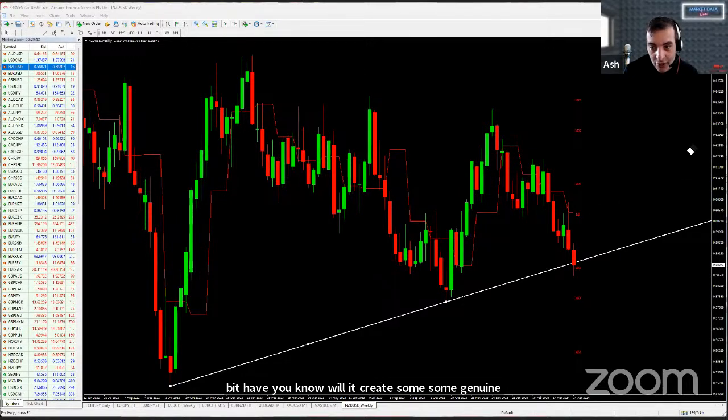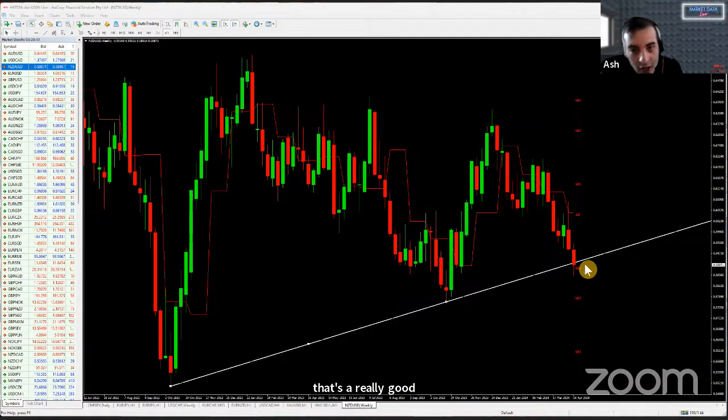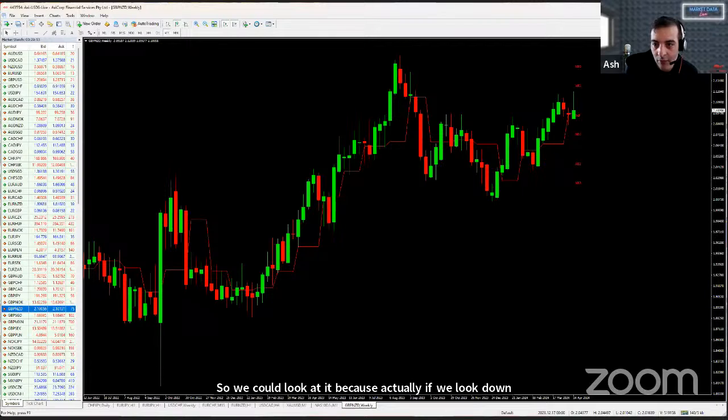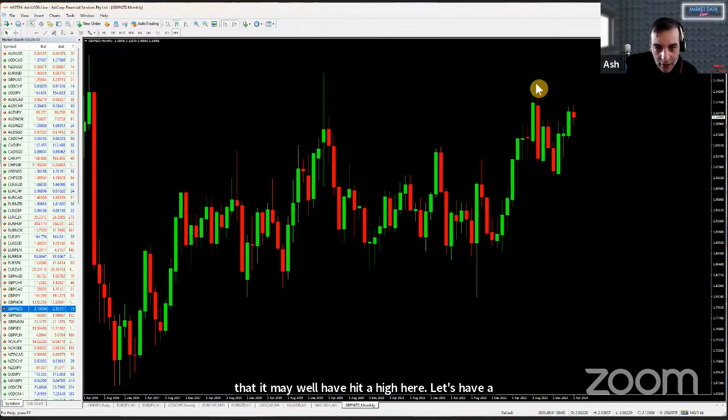Yeah, that's a really good point, Lewis. Actually, is that we then can start pairing the Kiwi up with something else. It doesn't have to be Kiwi dollar, as Lewis quite rightly says. It might be that we could look at the pound Kiwi instead, or Euro Kiwi, or Kiwi Swiss, something like that. So we could look at it, because actually, if we look down at the Kiwi, pound Kiwi looks similar, in as much that it may well have hit a high here. Let's have a look on the monthly, see if we can get a clearer picture.